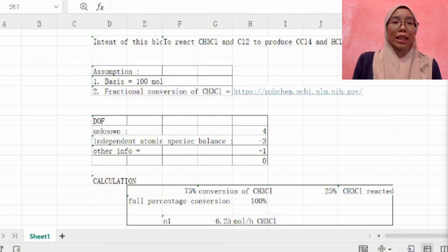For the first calculation, I will use the 75% conversion of CH3Cl to know how many moles of CH3Cl reacted, which leaves 25%. So I will get N1, 6.25 mole CH3Cl.